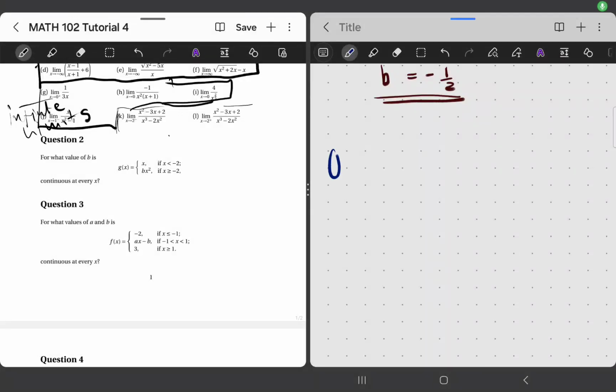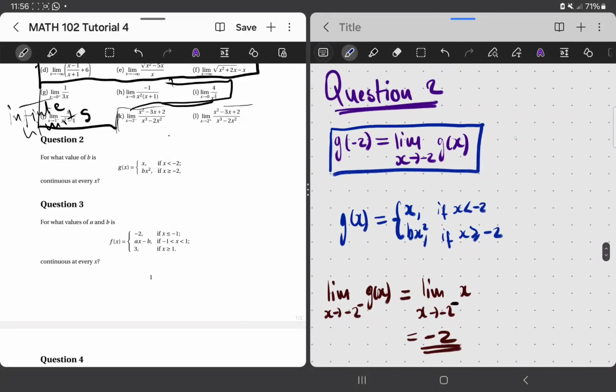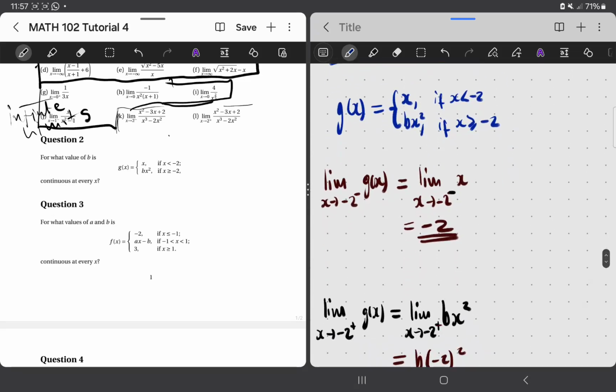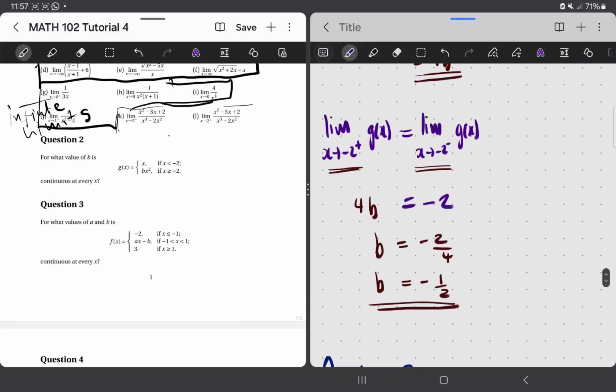We are now doing question 3, and there's something which I wanted you to always remember. If we see on question 2, the continuity equation is actually this one, but we didn't need to get this g of negative 2 because we got it in the calculation. We saw that when you get the limit from the left and the limit from the right, and you make sure they're equal to each other, you can find b just using those two.